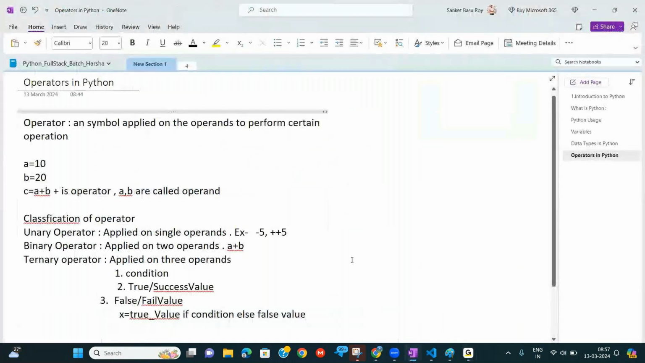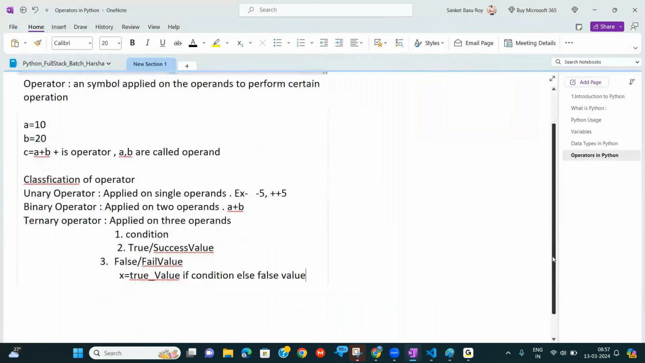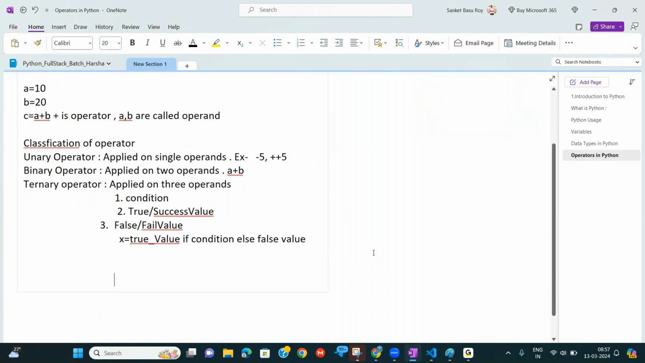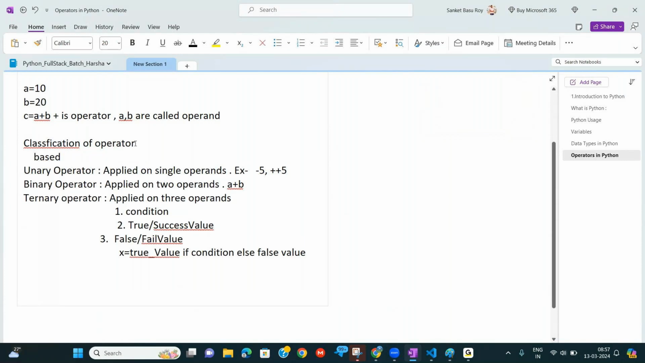So based on the operands, we have classified the operators into three types. One is the unary operator, another one is the binary operator, another one is the ternary operator. I have written this based on the number of operands. Now, if I try to classify the same operators based on the operation performed, we have classified them in a different way.